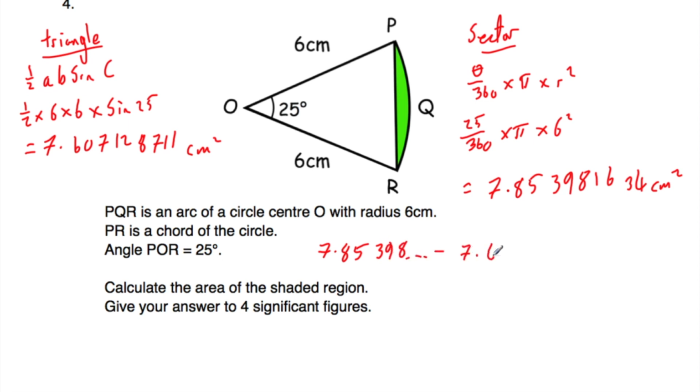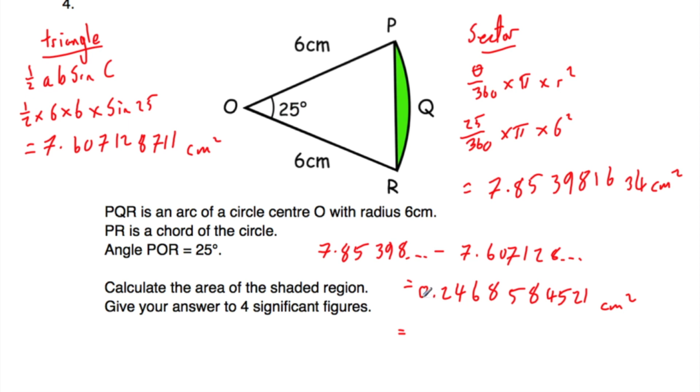Subtract 7.6071288 and so on. And whenever we do that subtraction, we get an answer of 0.24685845521 centimeters squared. So that's the area of this segment. Now we need to give our answer to 4 significant figures.